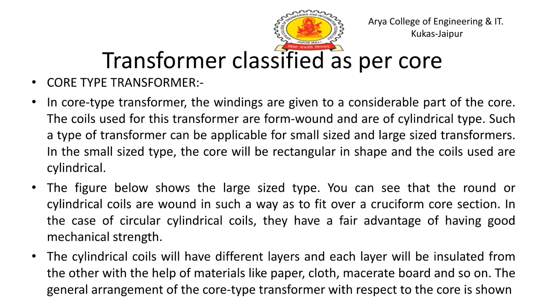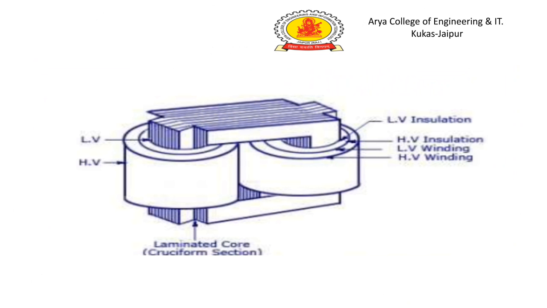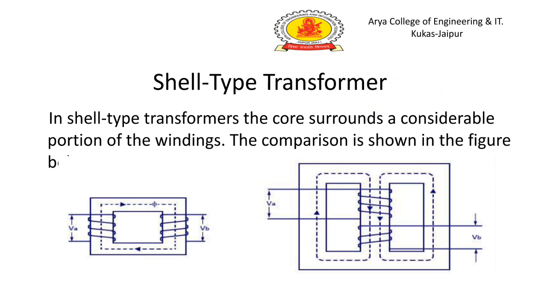Core type transformer. In a core type transformer, the windings are given to a considerable part of the core. The coils used for the transformer are former wound and are of cylindrical type. Such a type of transformer is applicable for small size and large size transformers. In a small size, the core will be rectangular in shape and the coils used are cylindrical. The figure shows a core type transformer.